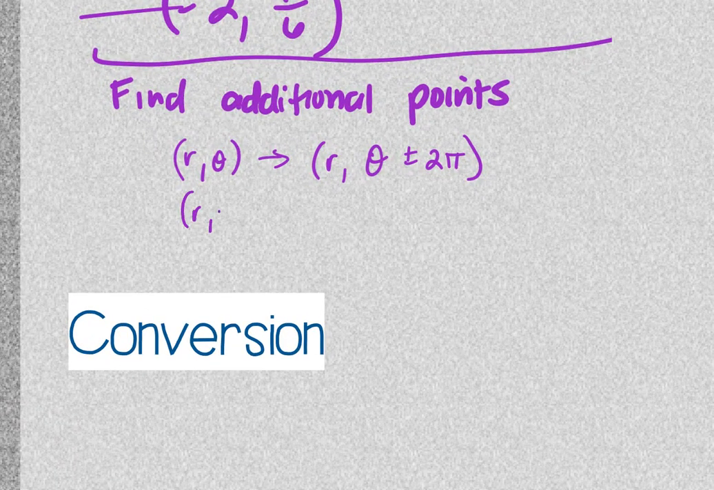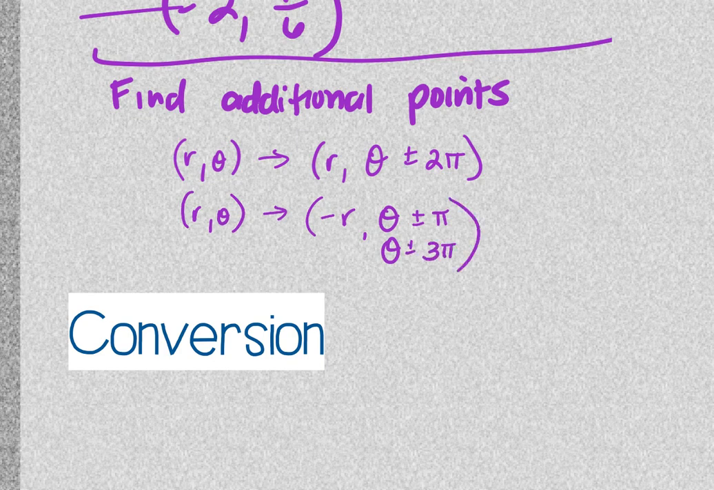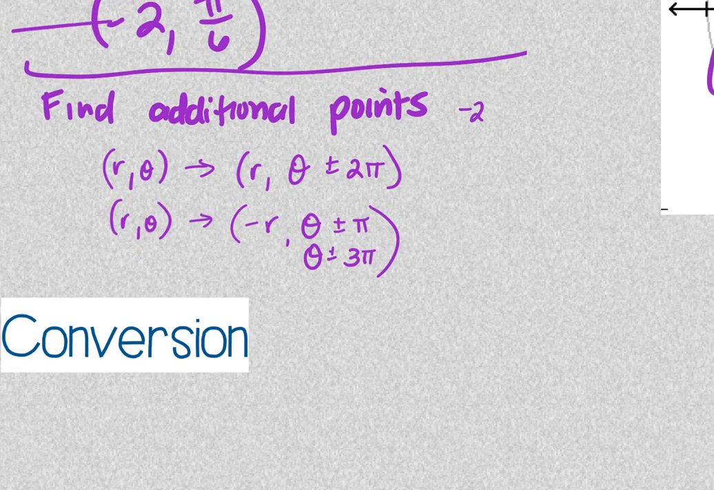And then r theta, the other option is change the sign on r. So if it started positive, I would change it to negative. If it started negative, I would change it to positive. And then take theta, you're going to add and subtract odd multiples of pi, which could be pi or it could be 3 pi, depending on how big or small your initial point is. The goal here is going to be to get it between negative 2 pi and 2 pi. Like that is going to be in the instructions.